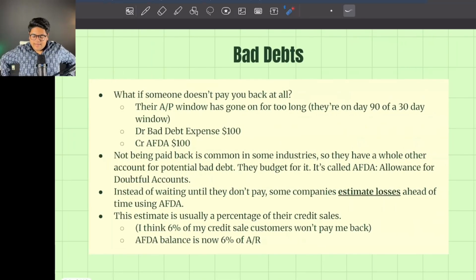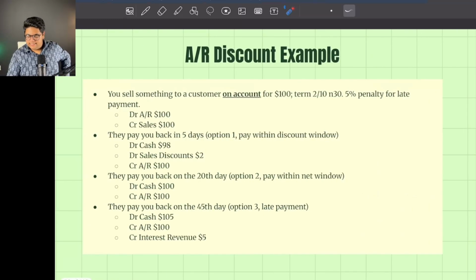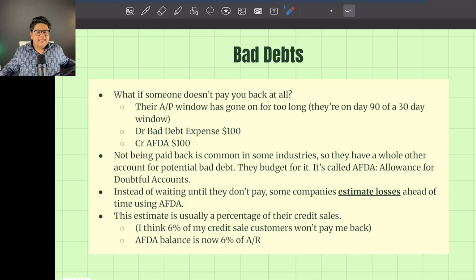All right, let's go over bad debt. So what if someone doesn't pay you back at all, right? This is when their accounts receivable window has gone on for too long. Like in this case, they were on day 45 of a 30-day window, but let's just say they're on day 90. That is so far into the future that there's absolutely no way they'll probably pay you back.